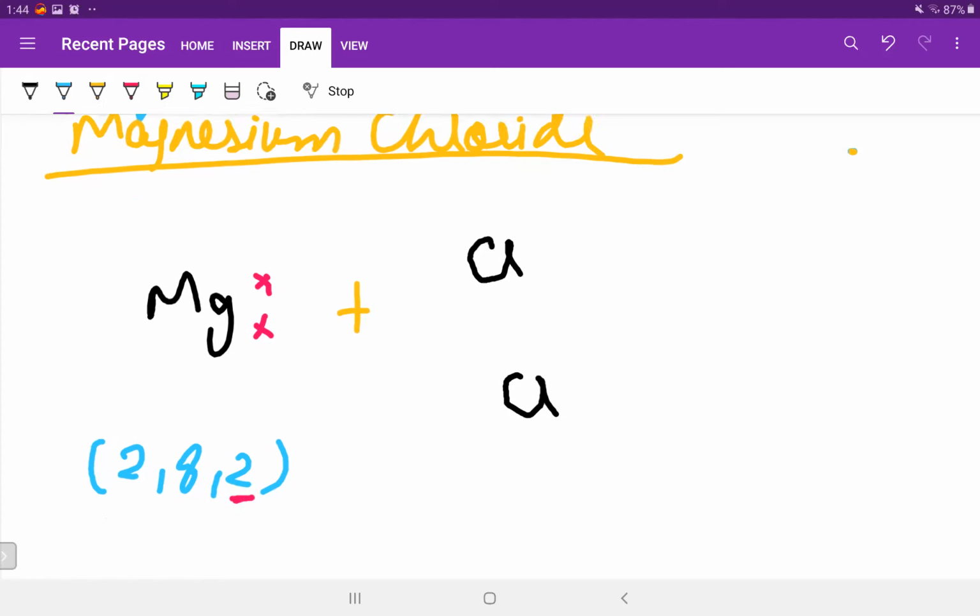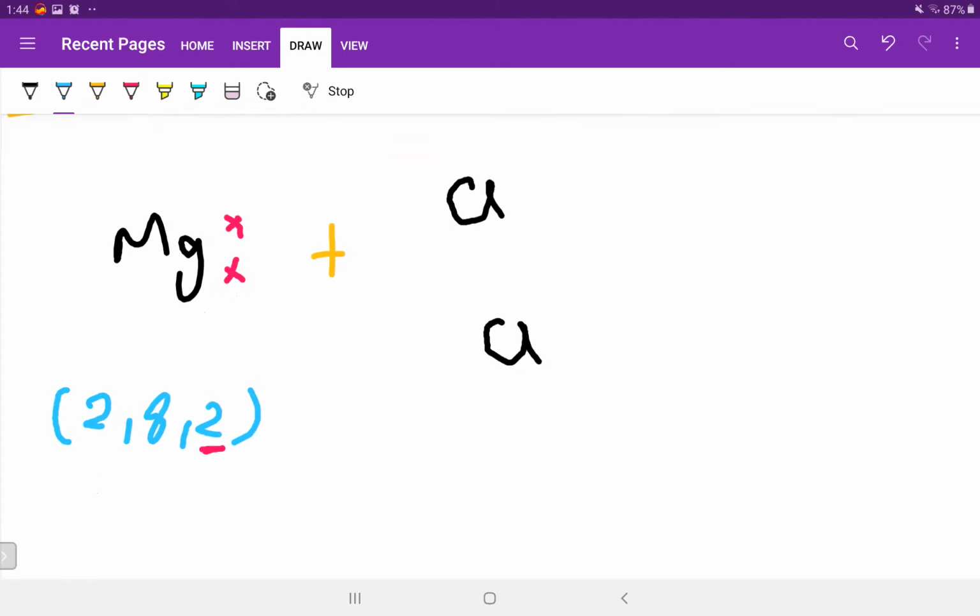Chloride. Now we come to chloride. What is the electronic configuration of chloride? We all know about chloride. Chlorine is having 2, 8, 7. So how many electrons is it having in the outermost shell? It's having 7 electrons, isn't it? Yes, till now everyone is clear. Okay, very good.